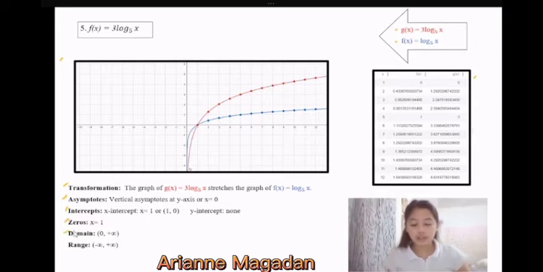Our domain is 0 to positive infinity. And for our range, it will not change. It is -infinity to positive infinity.